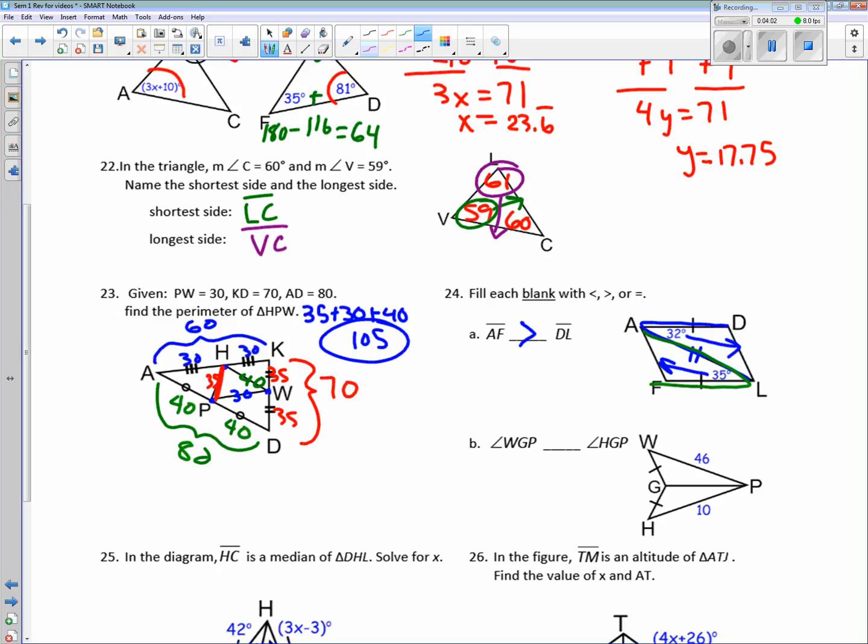Same idea in B, except we work backwards. The hinge theorem applies, but we're working backwards. The longer side will be across from the larger angle. So angle WGP is definitely larger than angle HGP. Not drawn to scale, but going by the numbers, that's what we get.